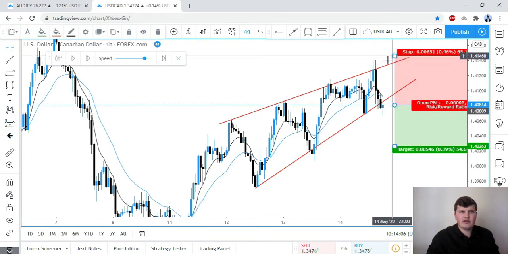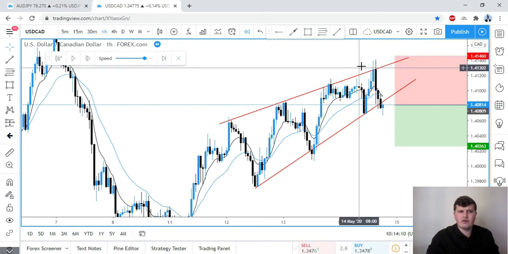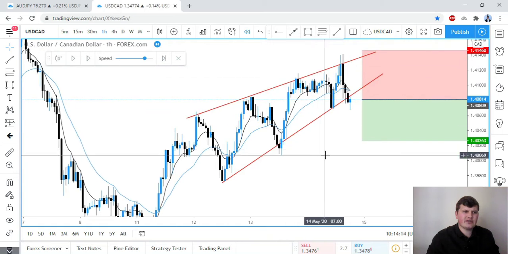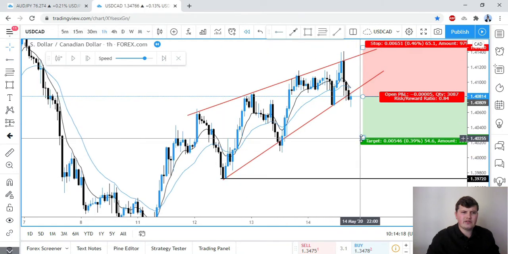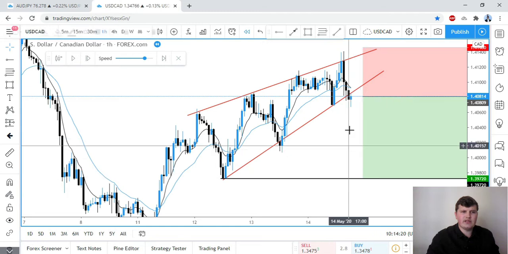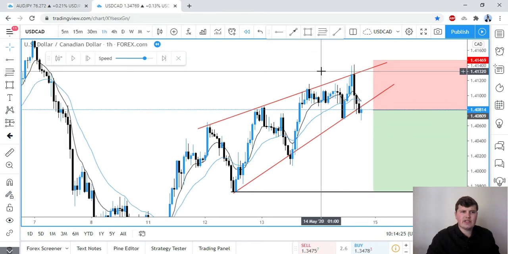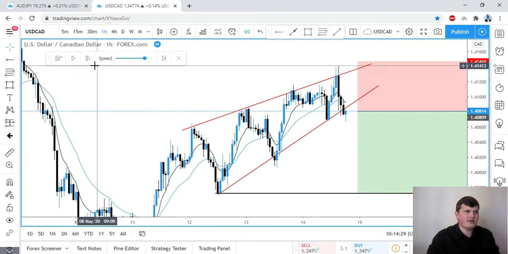Stop loss above the most recent swing high or the resistance over here, and the conservative target is usually to the start of the wedge. So over here would be a very conservative target area. So let's just see how price played out.